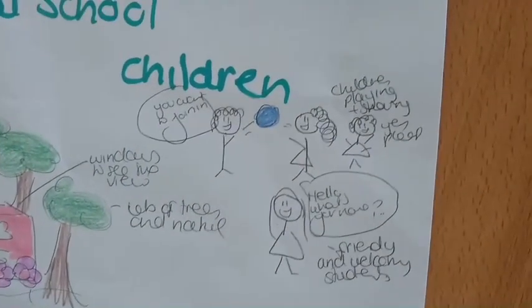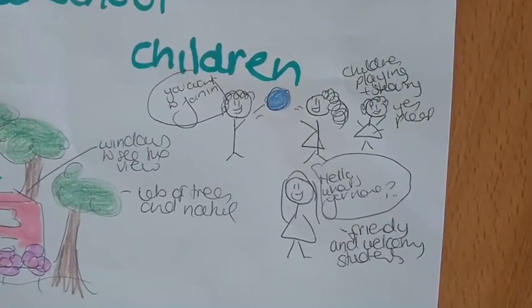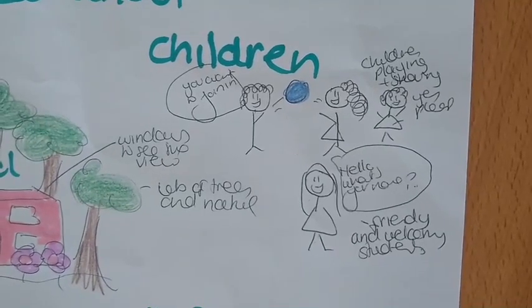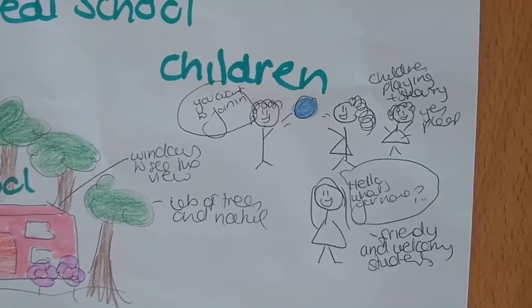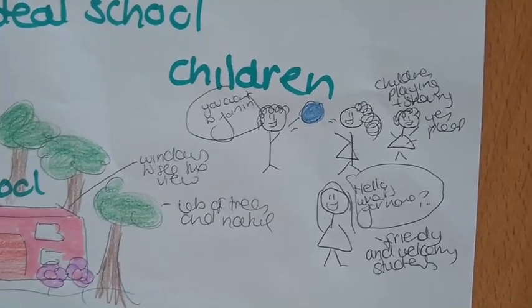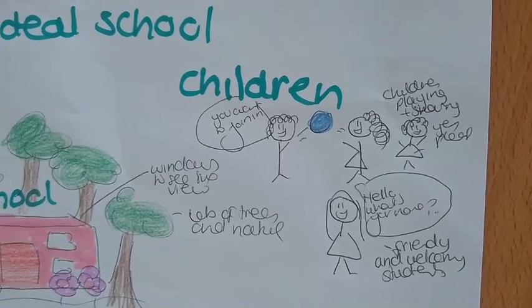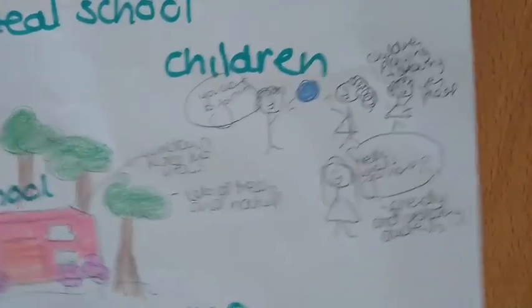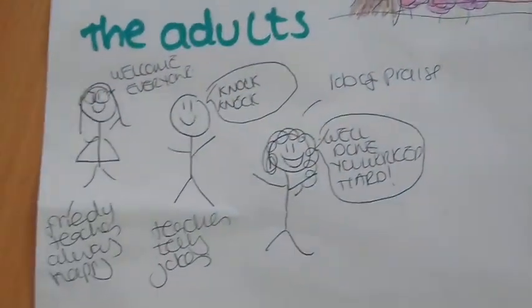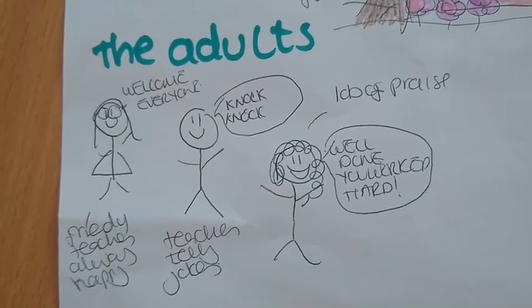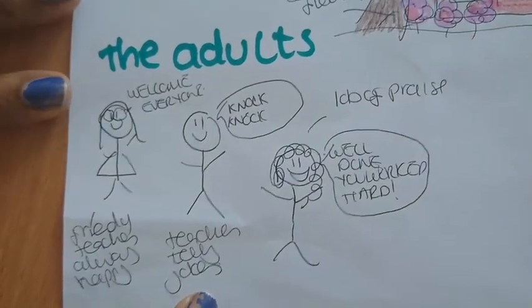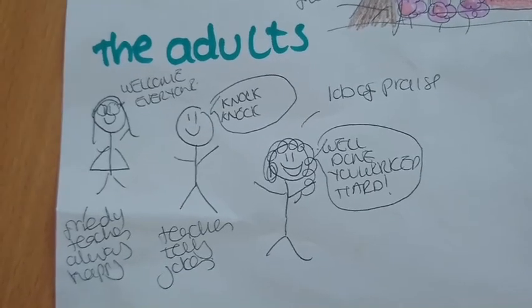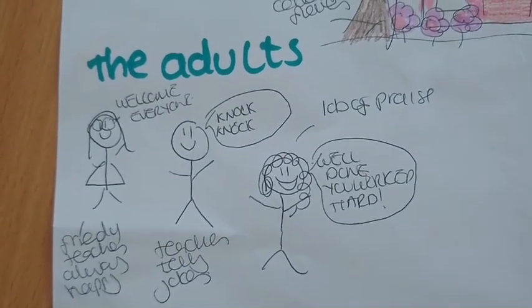So the other children are really happy. They ask people to join in their games, and they also want to kind of get to know you. They're a lot more friendlier in this school. Fantastic. What about the adults in your ideal school? What are they like? So the adults are really welcoming. Some of them tell jokes, and they give lots of praise and encouragement when you do really good work.